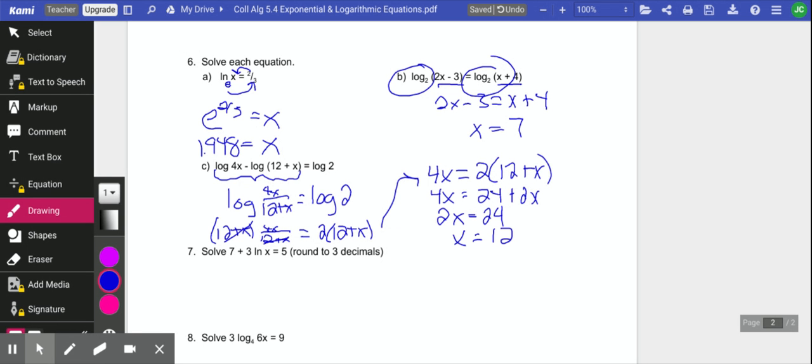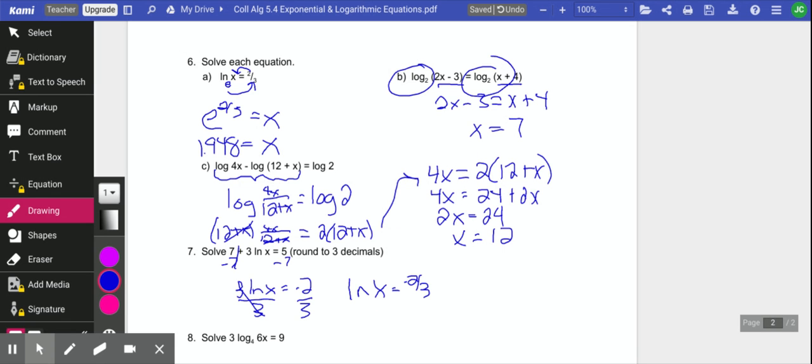All right, we'll do this problem and then we'll switch to a different video. Okay, we want to solve this. I'm going to start just like solving a normal equation. I'm going to subtract 7 from both sides. So I get 3 natural log of x equals negative 2. And I'm going to divide both sides by 3. So I have the natural log of x equals negative 2/3.